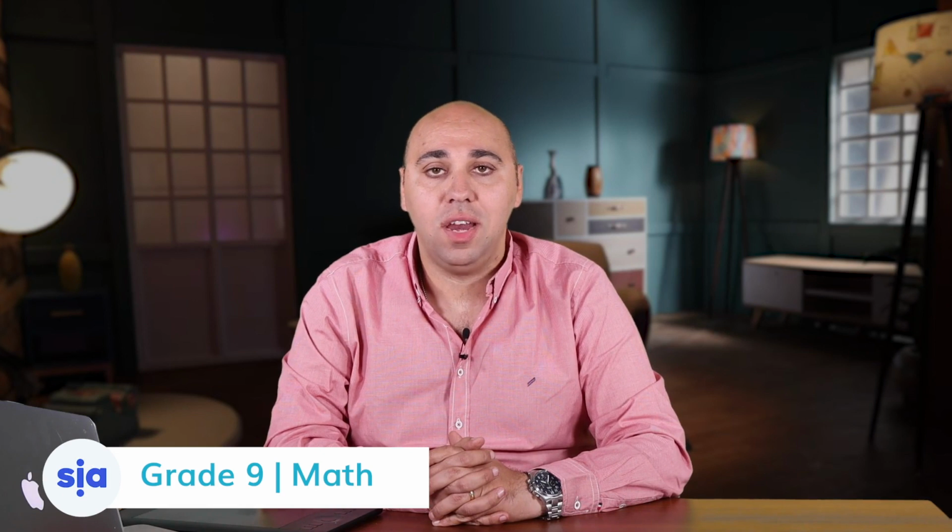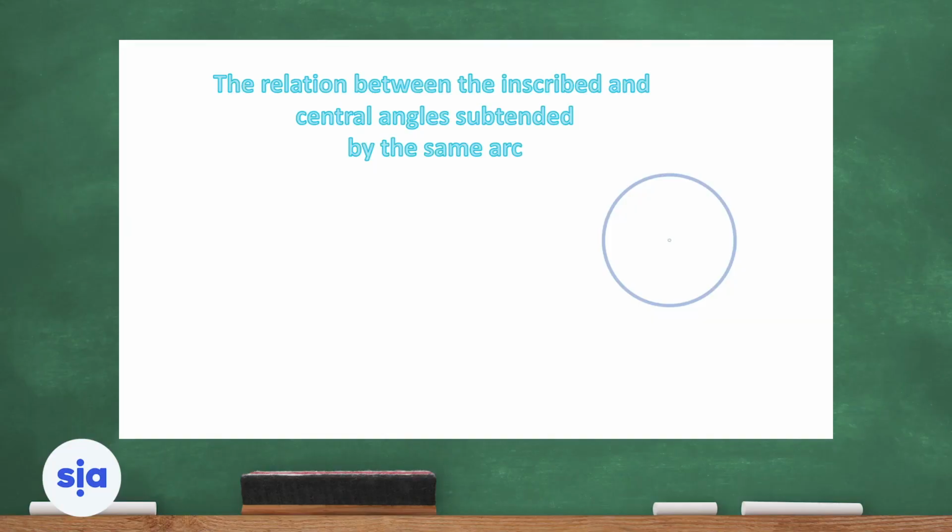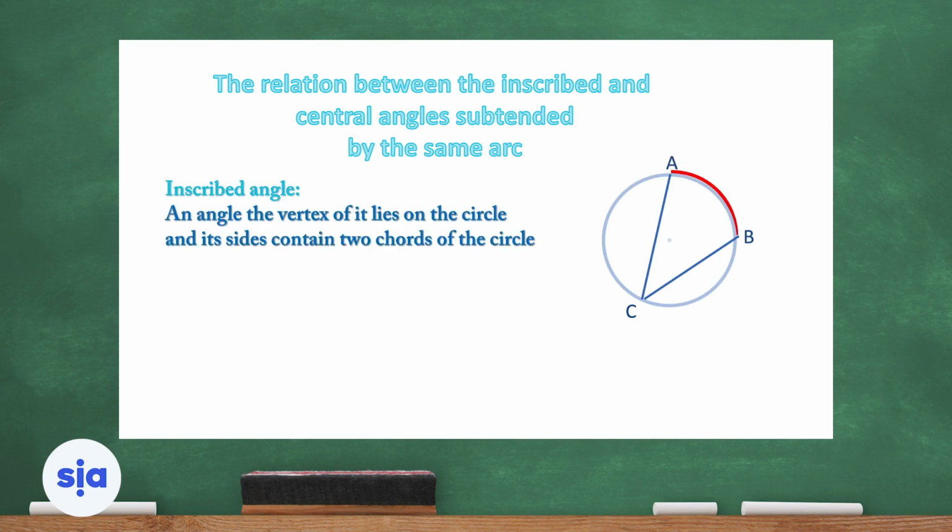Today we'll be working on the relation between the inscribed and central angles subtended by the same arc. If you look at the circle that is appearing now on the screen, you will see that angle C is an inscribed angle and its arc is arc AB. The inscribed angle is an angle where the vertex lies on the circle and its sides contain two chords of that circle. So angle C is the inscribed angle and its arc is arc AB.